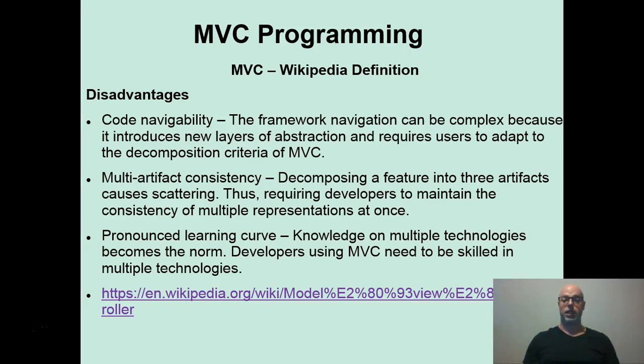Multi-artifact consistency. Decomposing a feature into 3 artifacts can cause some scattering. For example, maybe what the view coder thinks a person might look like, a person object, versus the model coder who might think the person looks different, versus the controller person who's writing the controller program. So it can be difficult.